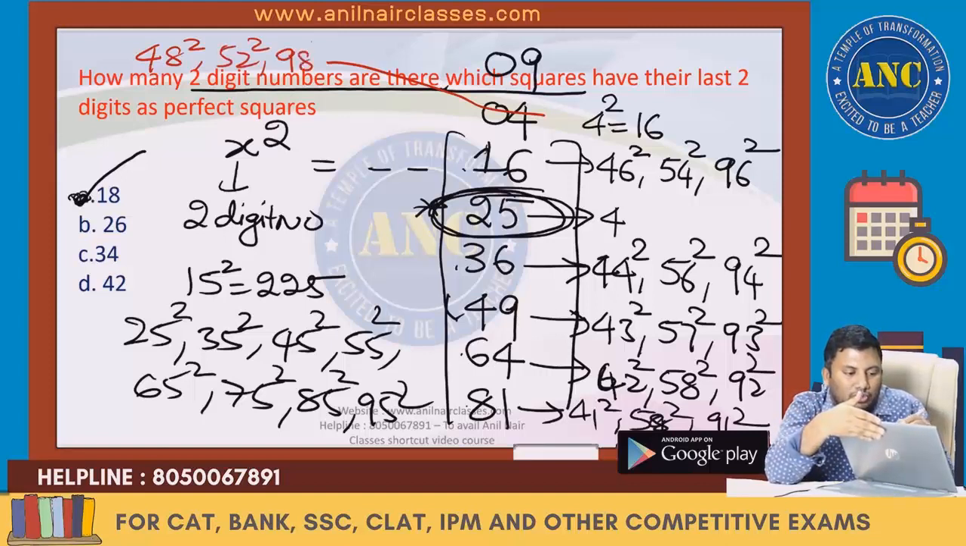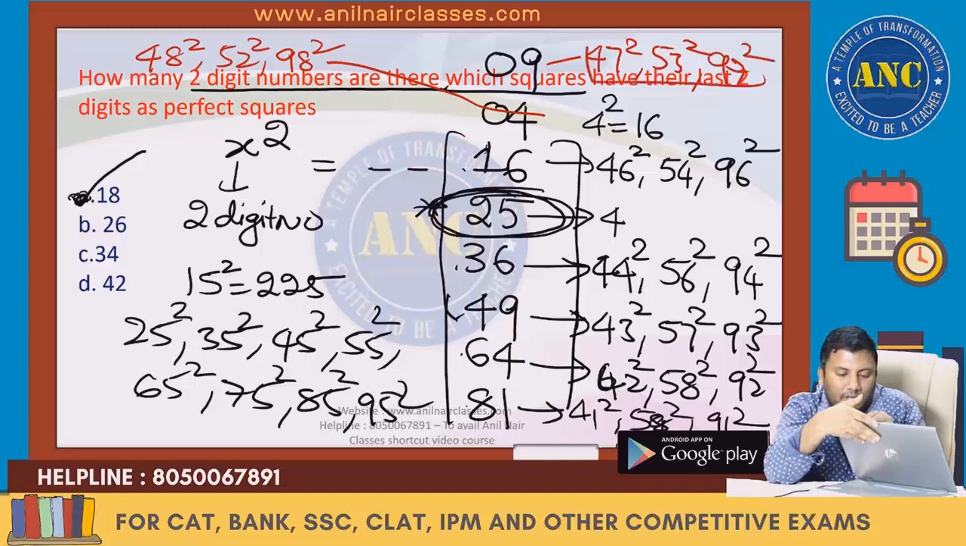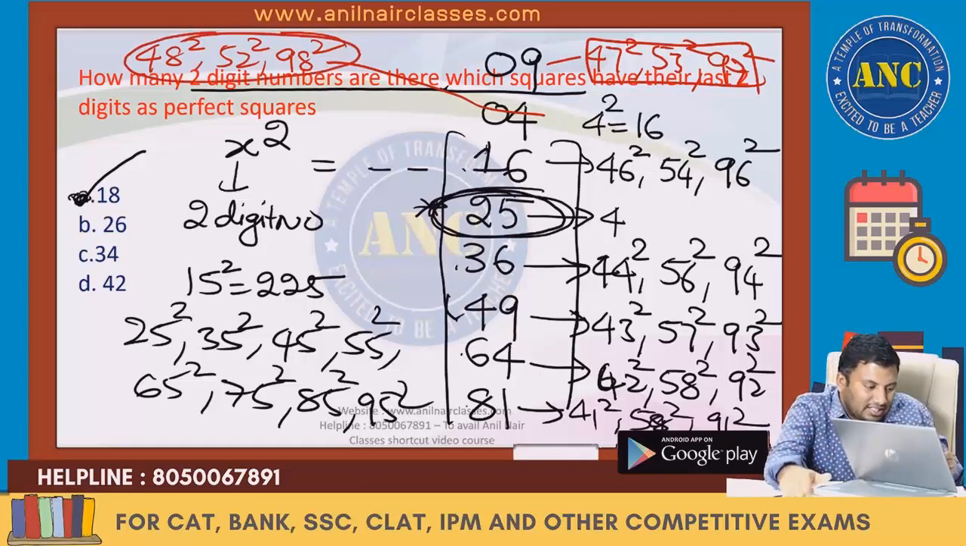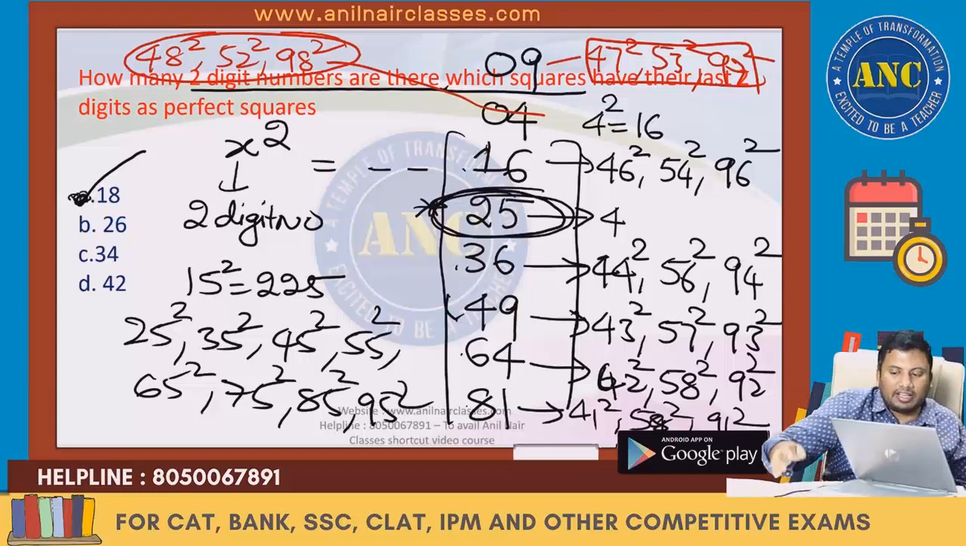100 minus 2. 9 also: 50 minus 3, 50 plus 3, 100 minus 3, 97. 3 cases, 3 cases. 3 plus 3, 6, 7, 8, 9, 10, 11, 12, 13, 14. Add all the cases. I hope the idea is clear.